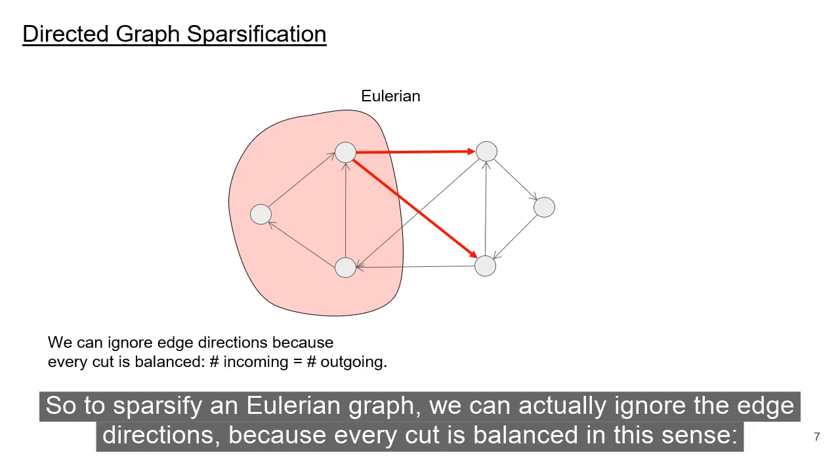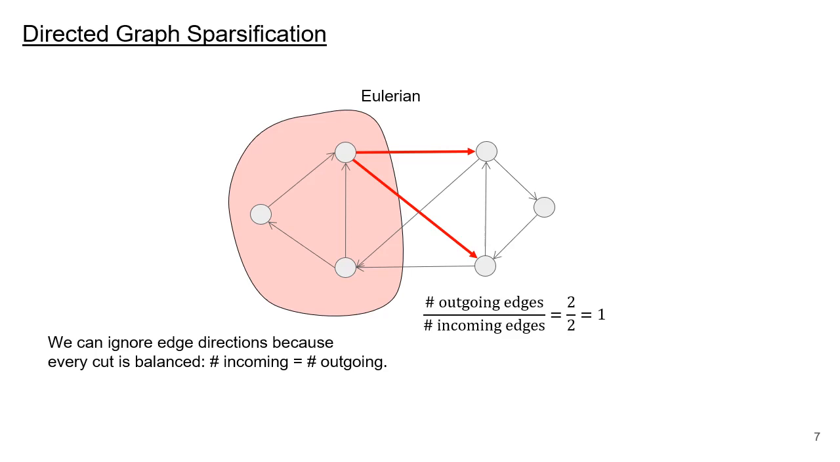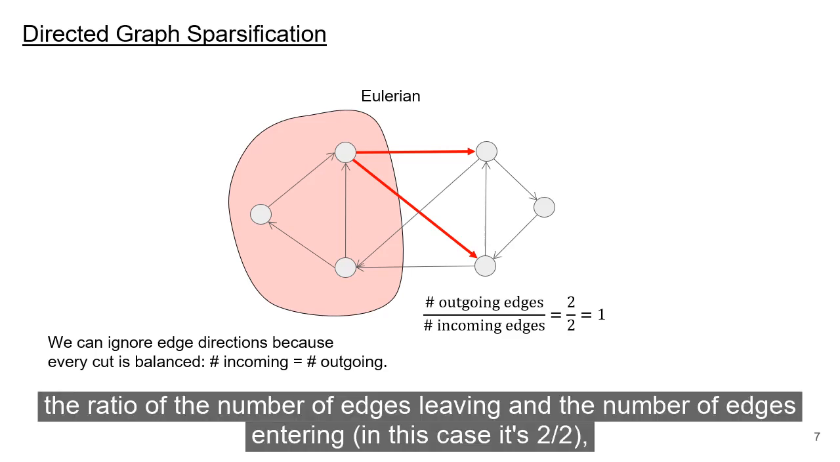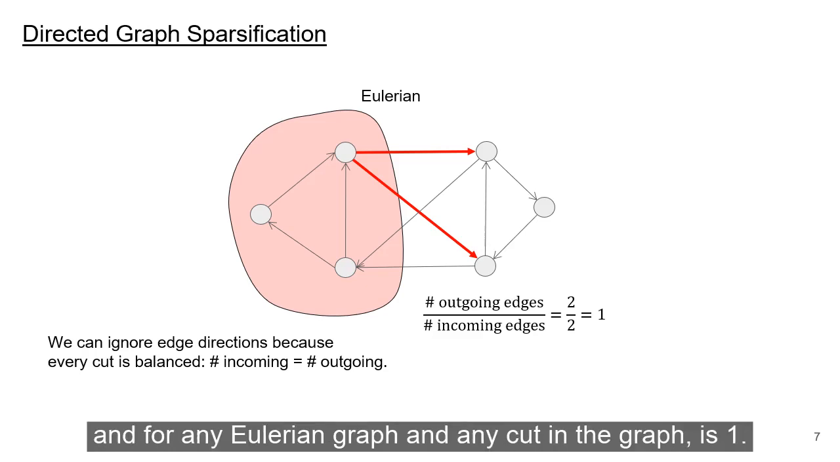So to sparsify an Eulerian graph, we can actually ignore the edge directions because every cut is balanced in this sense. The ratio of the number of edges leaving and the number of edges entering, in this case, is 2 over 2, and for any cut in any Eulerian graph, it's 1.